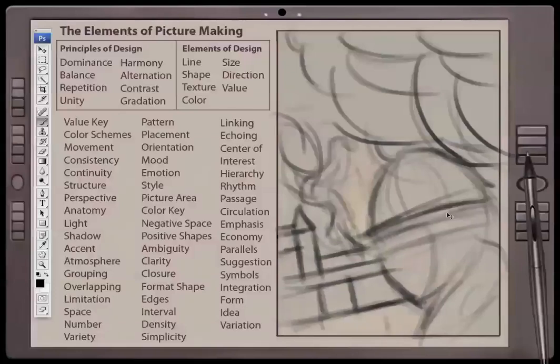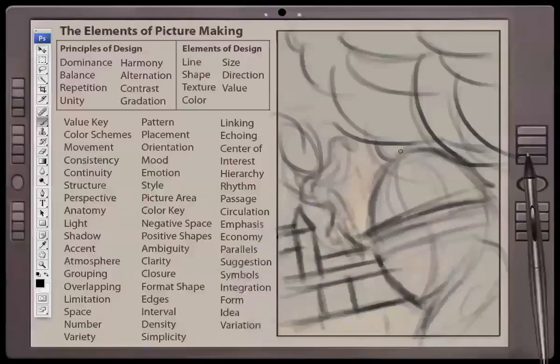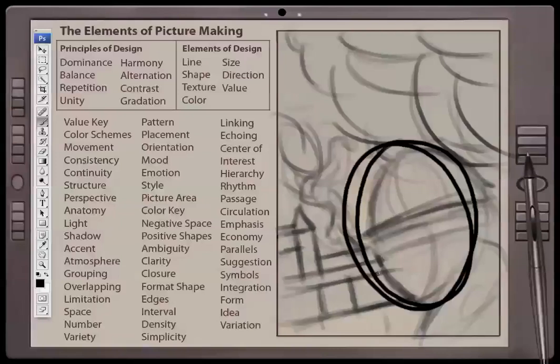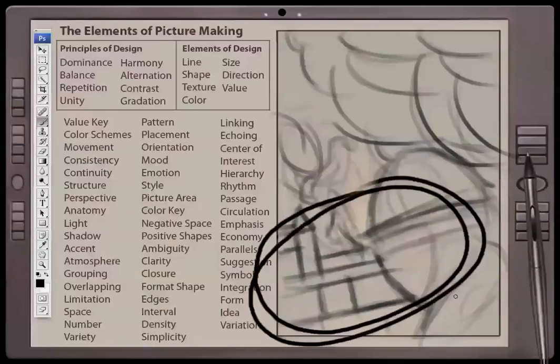See how these straight lines contrast? And there are fewer of them than the curves. And they're grouped around this lower part of the picture to draw attention to the warrior right here in the foreground. Because the strongest contrasts of line occur right here, the eye is going to be attracted there.